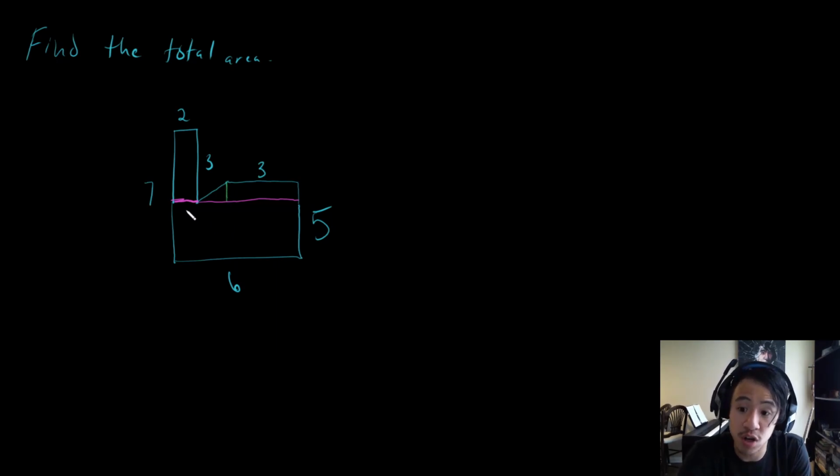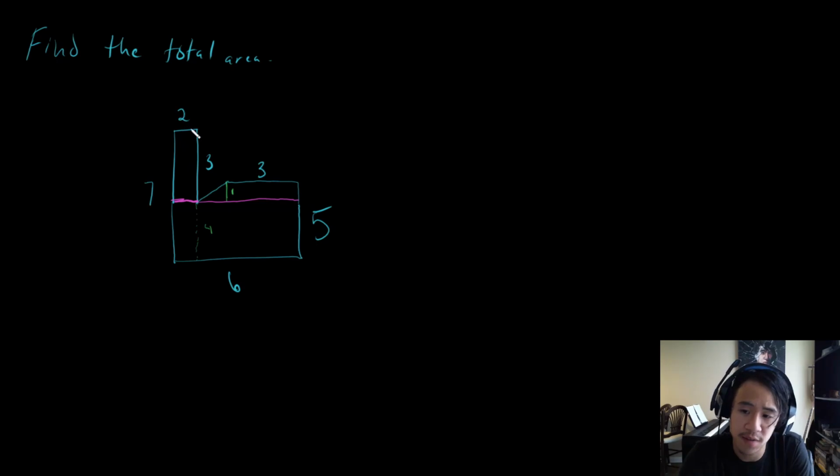But what we do know is that this whole thing is 7. And this part here is 3. So that means from here to the bottom, it's got to be 4. And since this is 4 and over here this side is 5, that means this part must be 1. So now we have all the necessary parts and all the measurements. So now we can just find the area of every piece and we'll be done.